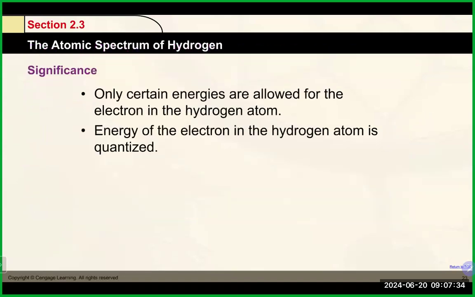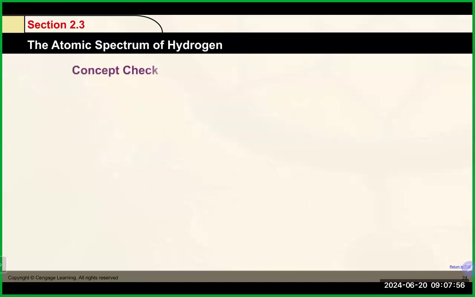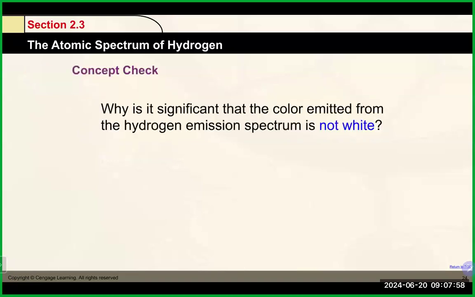Now, the significance of the hydrogen atom's spectrum is that only certain energies are allowed for these electrons. The energy of an electron in a hydrogen atom is quantized, which means that as it is transitioning, it has to find itself on one energy level or the next, either gaining or losing enough energy to make those full transitions.